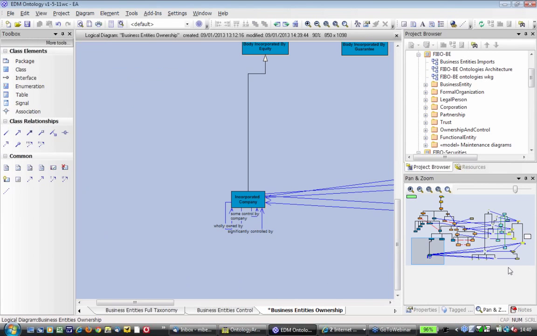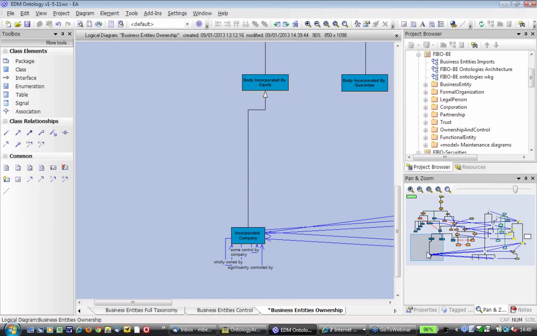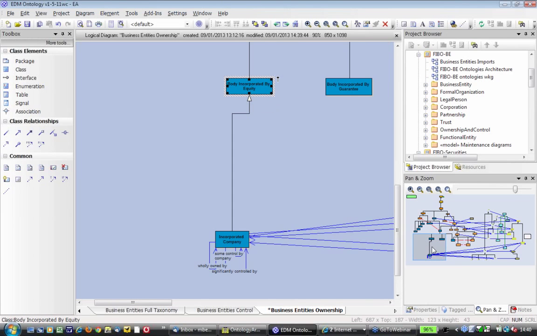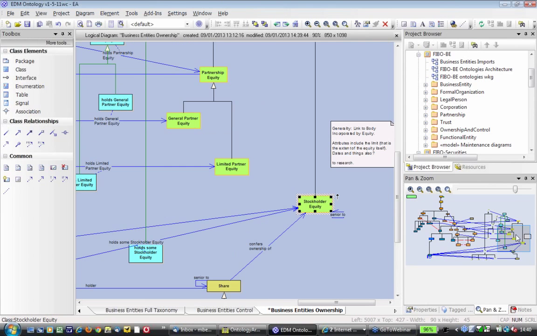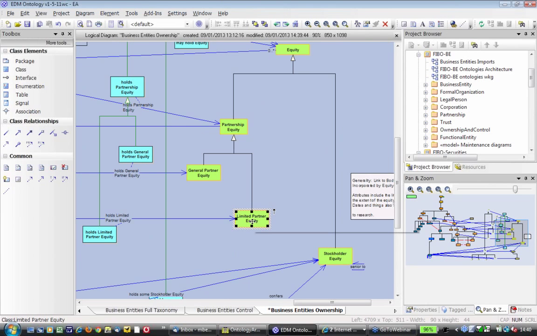Well, the limit is the extent of the equity itself, isn't it? Yes. But maybe there are dates and percentages and so on. Yep. That certainly makes a lot of sense.